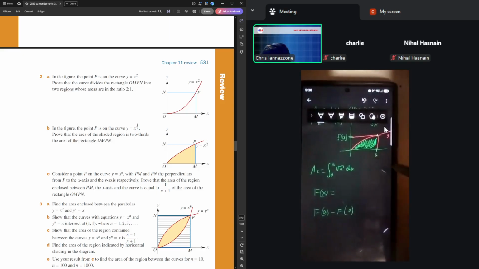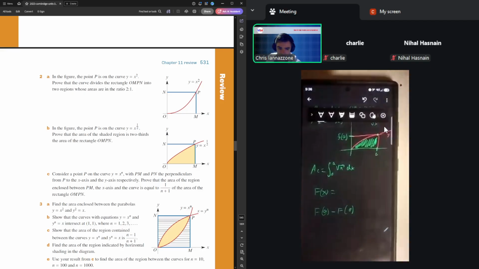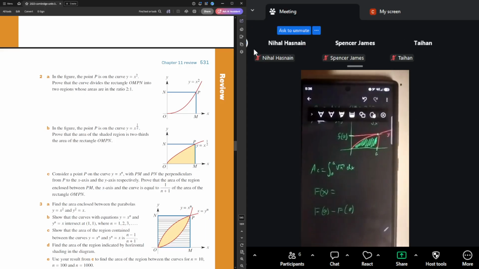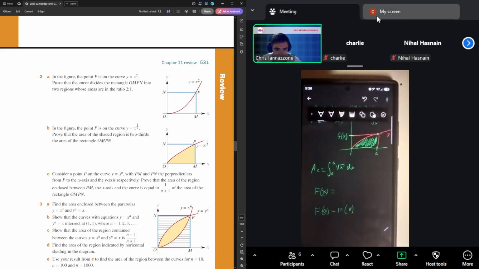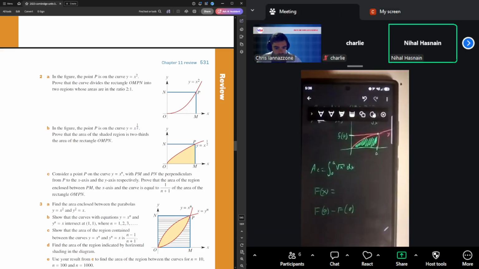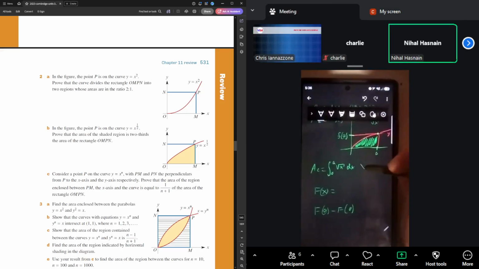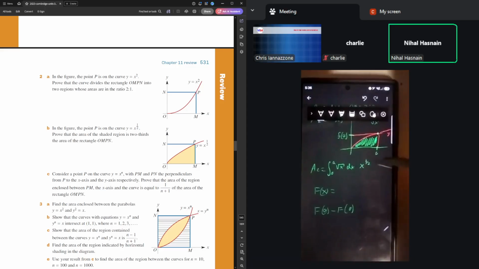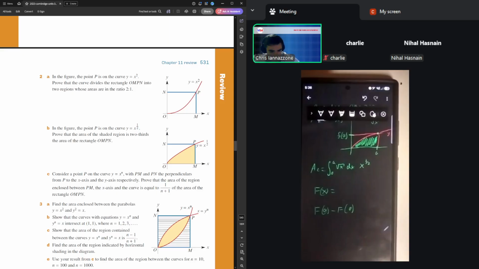So antidiff of the square root function. How do we do that? We convert it to a fractional index. Yeah, that makes it a lot easier to see what we would do. So square root of x is the same thing as x to the power of a half, which is now a power function. So it would simply follow the power function's antiderivative, which in this case is going to give us what?